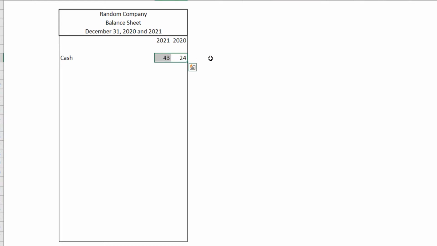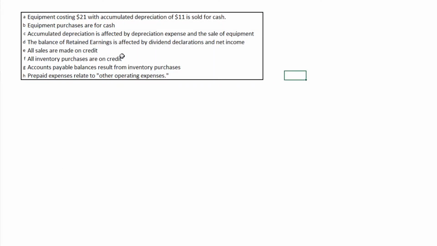The statement of cash flows explains what happens between these two points. So, how did it get from 24 to 43? And also, if you're doing this for homework or whatever, you have additional information. This is the additional information. This is going to be important because not everything can be gained from just what's inside the balance sheet.